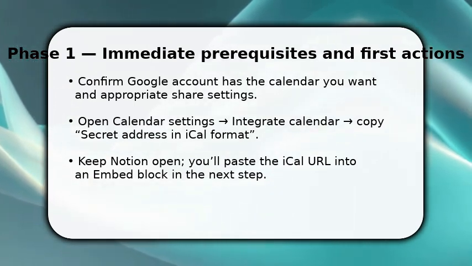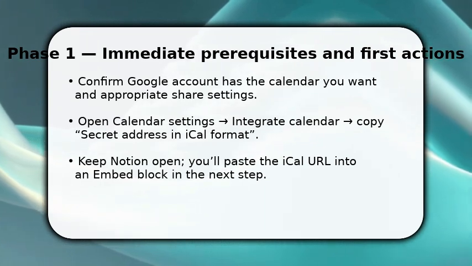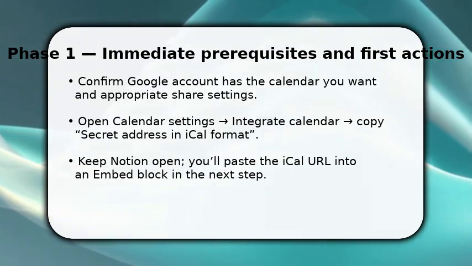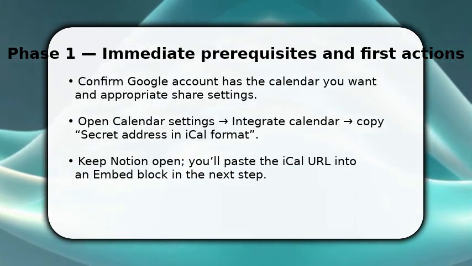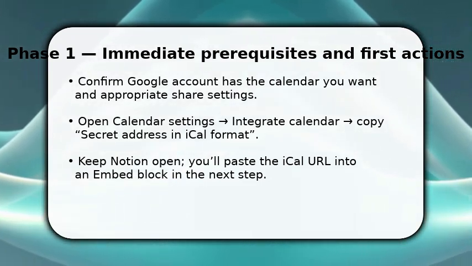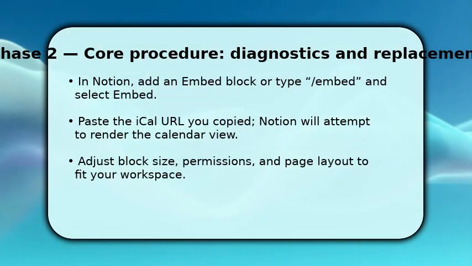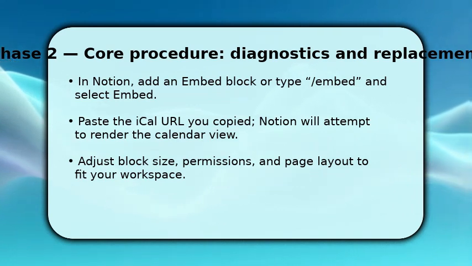Once done, switch to Notion and prepare an embed block on the page where you want the calendar. Make sure your calendar permissions don't block the feed, otherwise the embed won't display. Now paste the iCal URL into Notion's embed block and confirm. Notion will load the calendar feed as an embedded calendar frame.